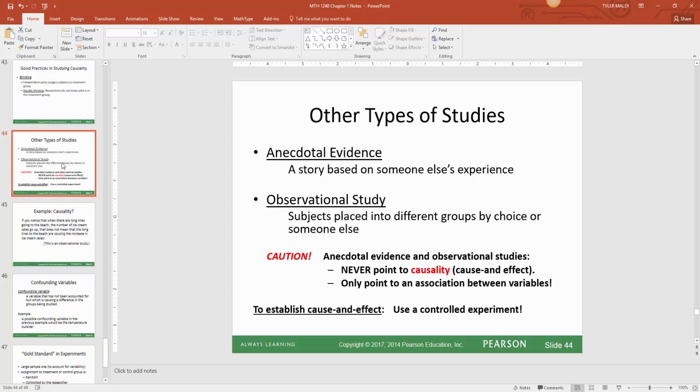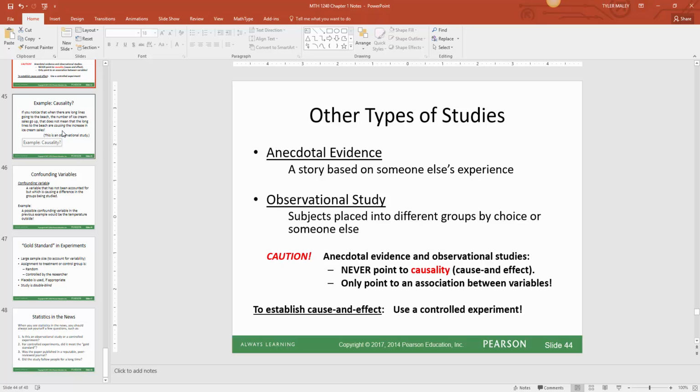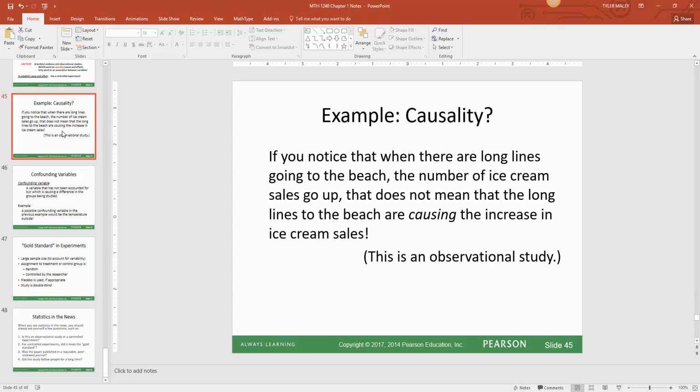So here we have caution. Anecdotal evidence and observational studies: we can never use these for cause and effect, for causality, right? They can only point to association between variables, right? So we have to keep that in mind if you're working with this type of study. To establish cause and effect, we need to have a controlled experiment, right? But that's not always possible, right? So other types of studies can be appropriate.